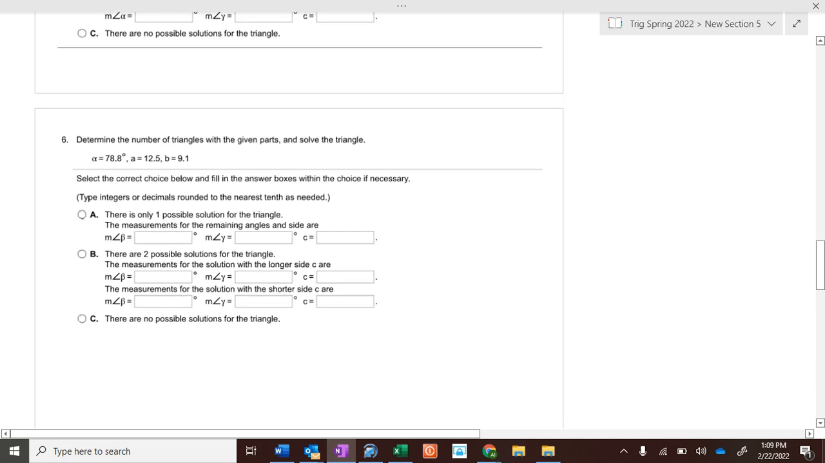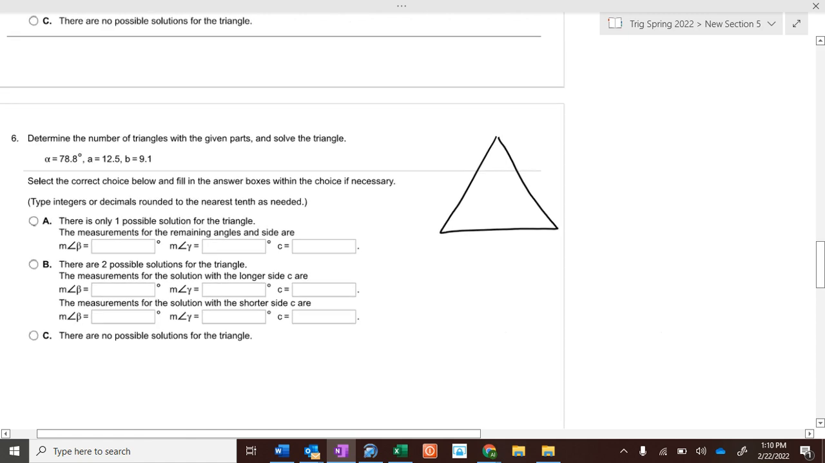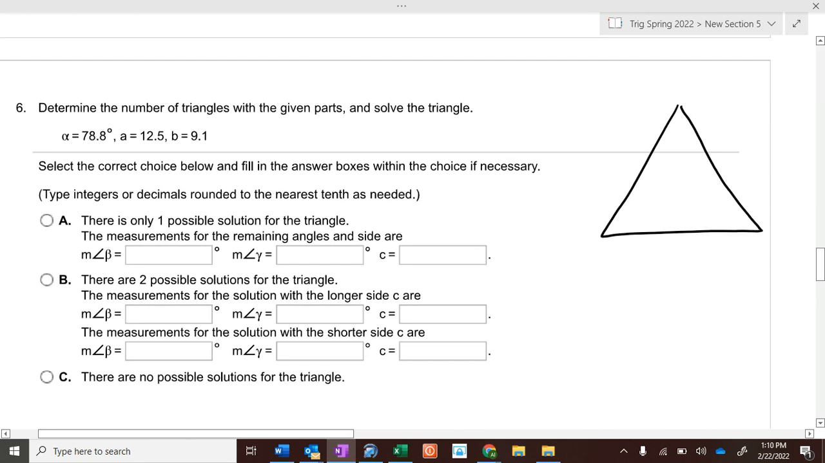Should we do this one? This one's a little different also. Okay? Well, you can't see, but then I can't draw triangles very well. No, I'll do it your way.